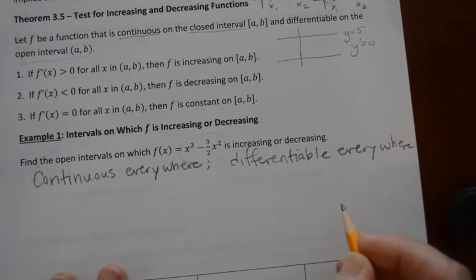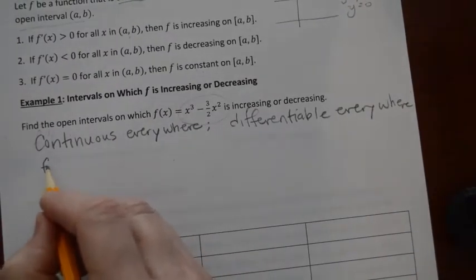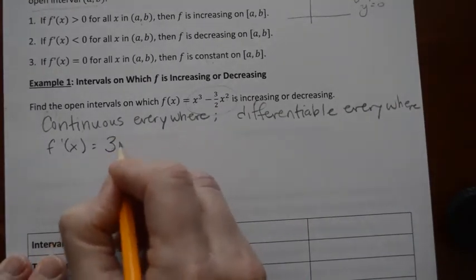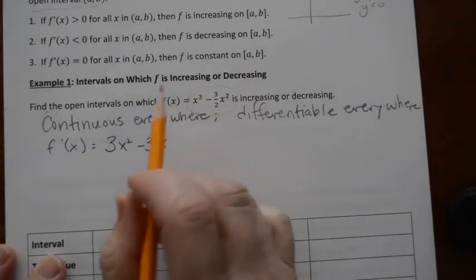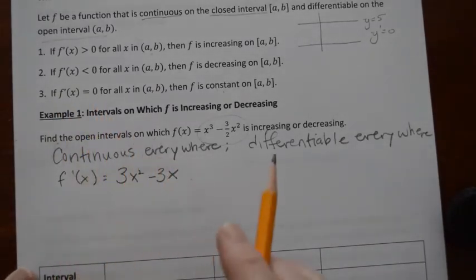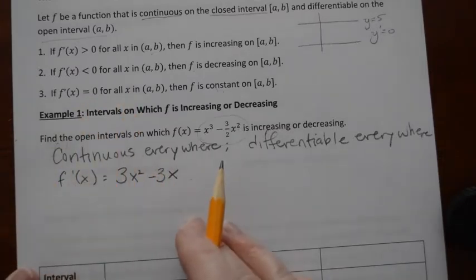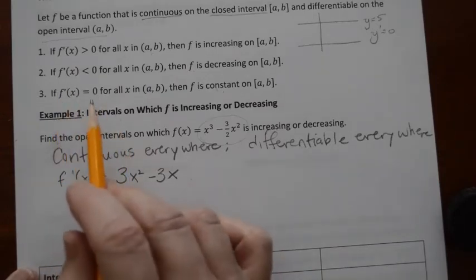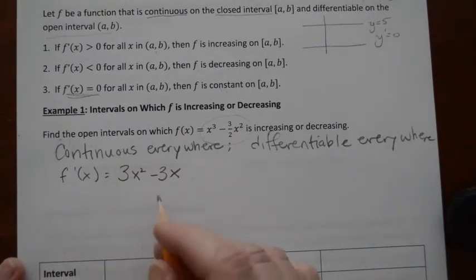All right, so we've checked the requirements are met. So then we're going to take the derivative. So f prime of x equals 3x squared minus 3x. All right, what we need to do is find out when it is 0, because anytime the derivative is 0, that's where it's going to change from either positive to negative, or negative to positive. There are some cases where it would be positive to positive or negative to negative, but whenever it's 0, that marks a change potentially. So we're going to find out where this derivative is 0.